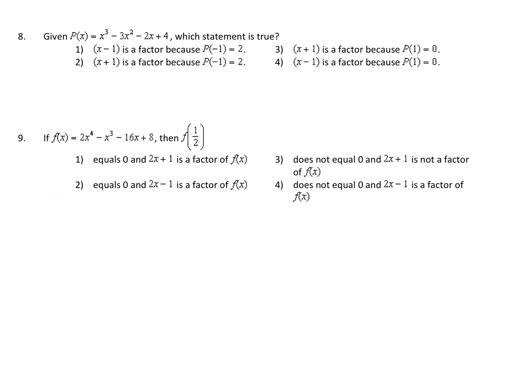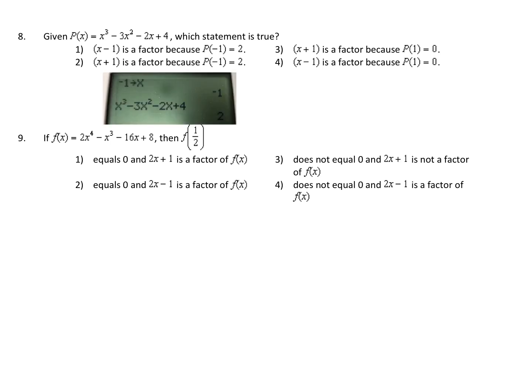All right, number 8. So we're given P of x, and they want to know which statement is true. Now, these first 2 statements, honestly, you can just disregard. They're saying that P of negative 1 equals 2. And although that is true, if something is equal to 2, that doesn't tell us anything about a factor. In order for something to be a factor, we need it to be equal to 0, okay? So if you store negative 1 in your calculator's x and substitute it into this function, although it does equal 2, that does not help us with determining a factor.